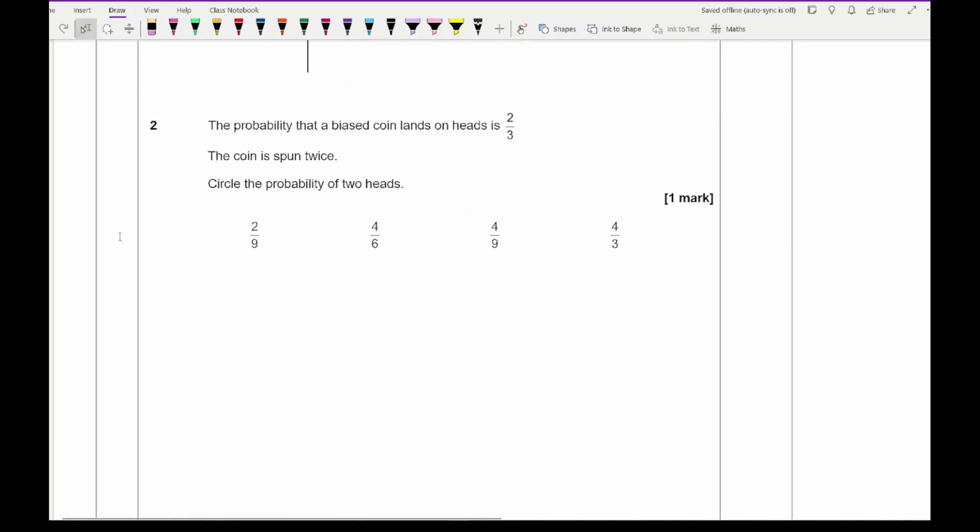For question 2, it says the probability that a biased coin lands on a head is 2/3, and the coin is spun twice. Circle the probability of 2 heads. For this, we want to multiply 2/3 by 2/3, which equals 4/9, which is our third option.